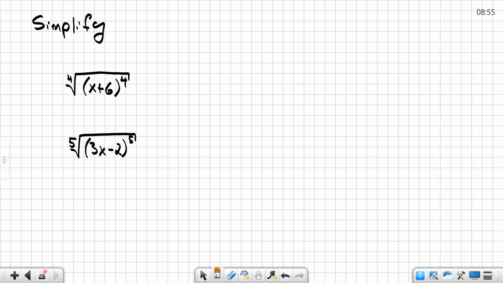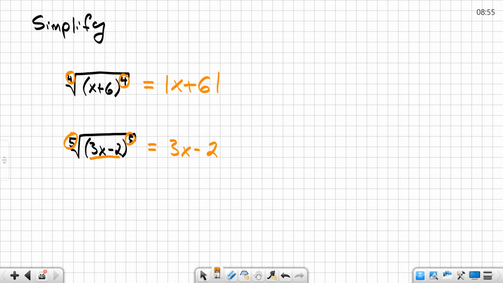The fourth root out of x plus 6 to the 4th power. No work needs to be done. I have a fourth root, and I have it to the 4th power. These are even root radicals, and that means that the answer will be the absolute value of x plus 6. That's already it. In my next example, this is the 5th root out of something to the 5th power. Now I'm just going to get 3x minus 2. No absolute values necessary. This is already the answer.